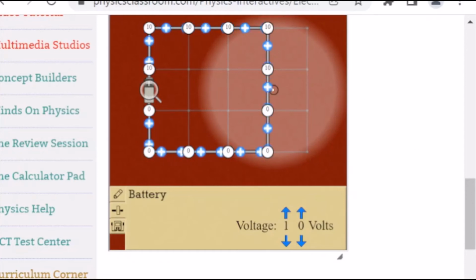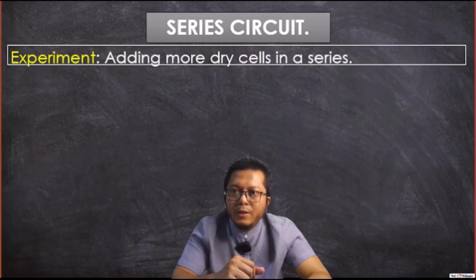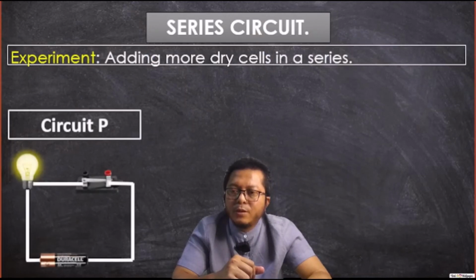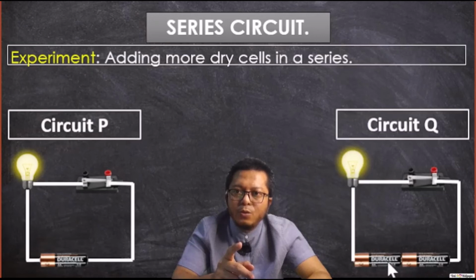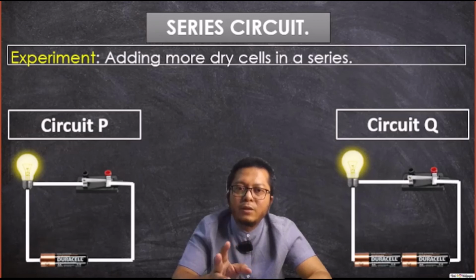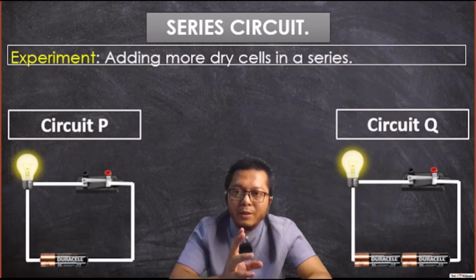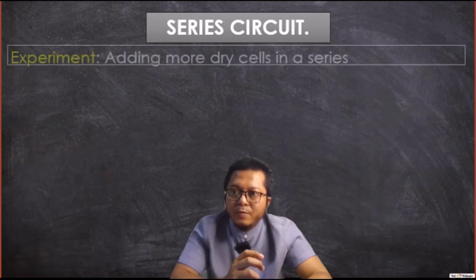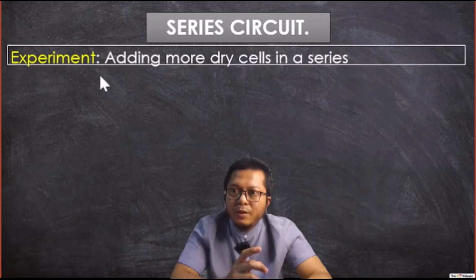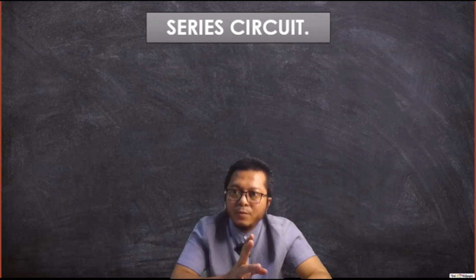Okay, if we can see next, so what is the conclusion for this? If you can see here, circuit P has one dry cell, one light bulb, and one switch. And what happened here? Two dry cells, one light bulb, and one switch. And what we can observe just now is the light bulb becomes brighter. Okay. Next experiment, this is the experiment just now, this one.